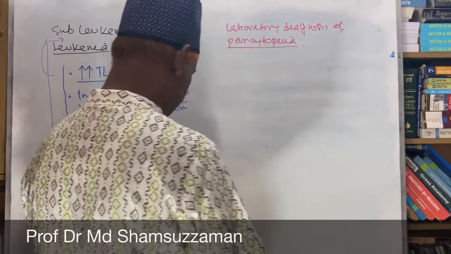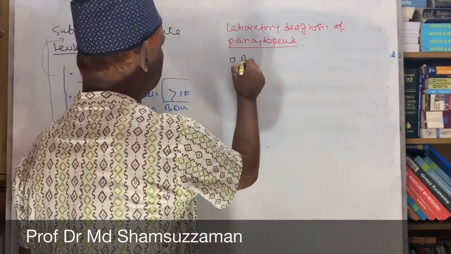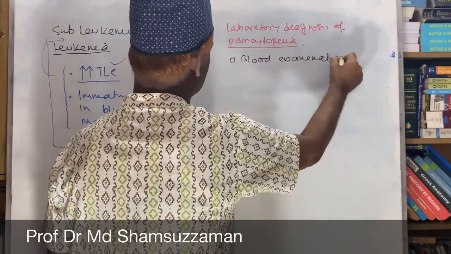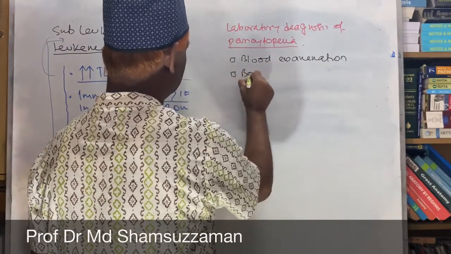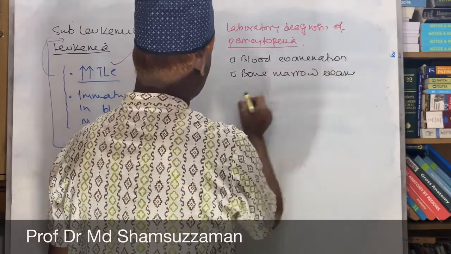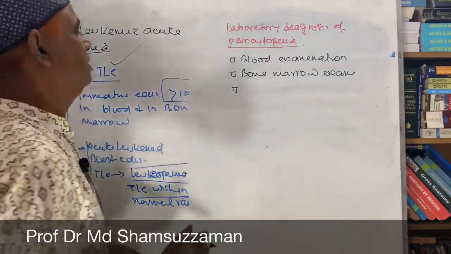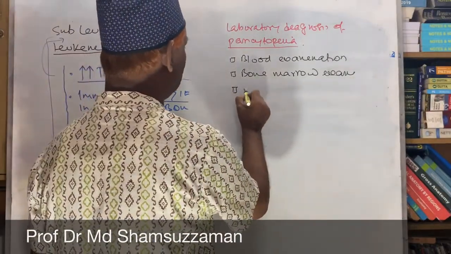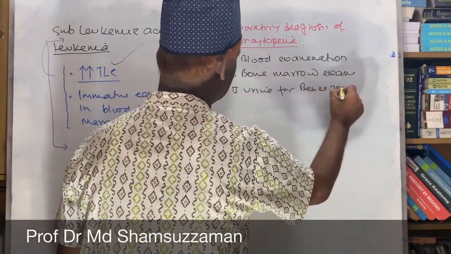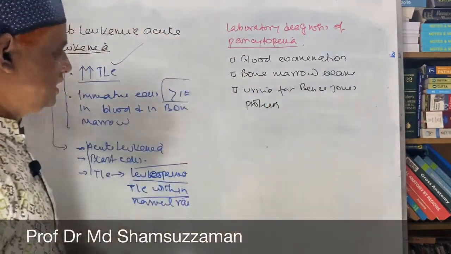Laboratory diagnosis of Pancytopenia. We have to do blood examination, bone marrow examination, and sometimes, depending on the patient, we have to do urine for Bence Jones protein. Now come to blood examination first.